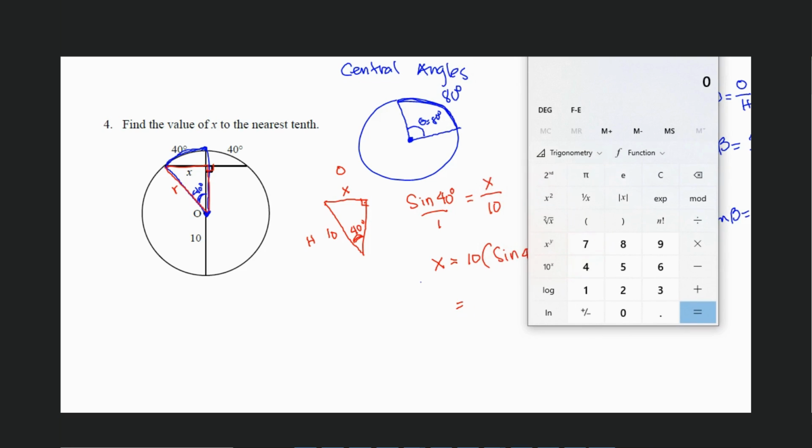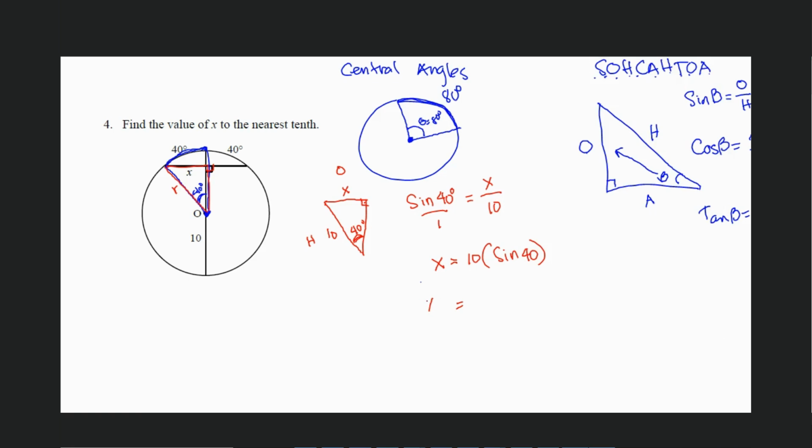So it says 10 times sine 40. I'm going to do 40, find the sine of that, and multiply by 10, and the answer is 6.4. So x is 6.4. And that's how you find this.